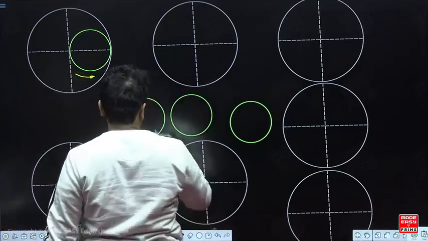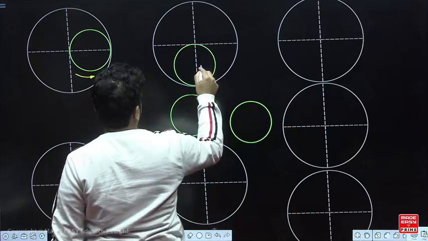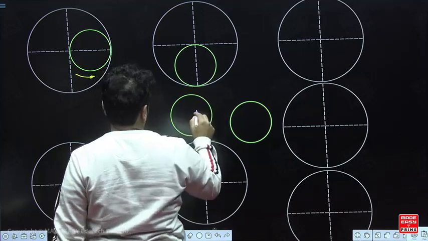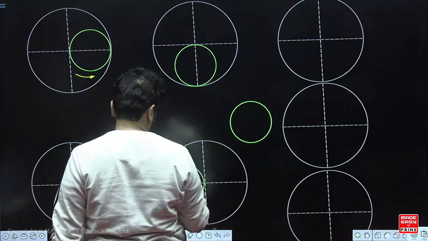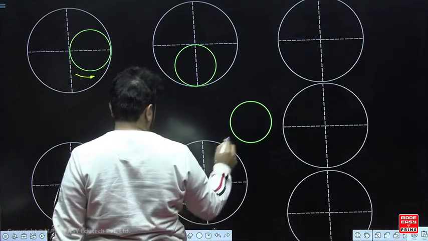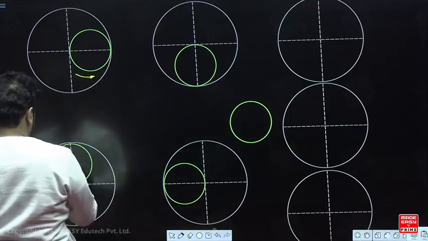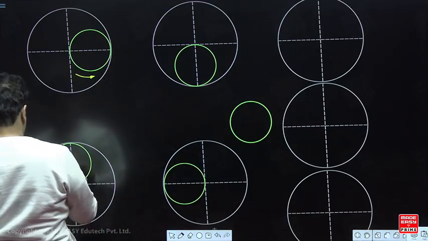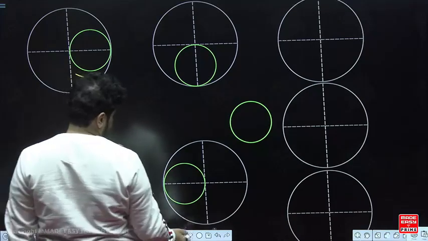So after rotation this circle will come here, after rotation this circle will come here, and after rotation this circle will come here, correct, fine.